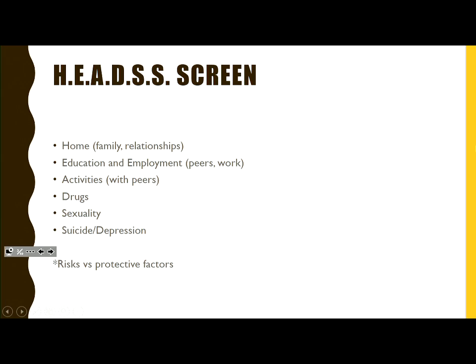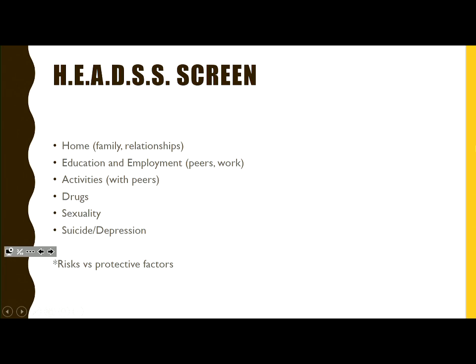Activities, the main idea of that one is working out hobbies, which can be quite protective. So do they have any sports they do? Do they do them with friends? Is this a safe space for them? Drugs is the same as with an adult. You want to work out smoking, alcohol, illicit drugs, and usage of that.